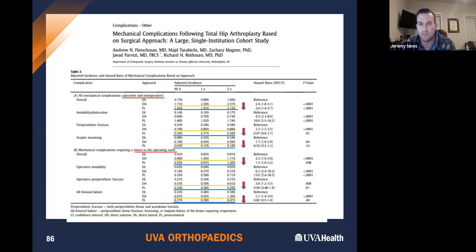And I apologize that this looks a little bit blurry, but you can see the arrows pointing down are all the decreased incidences versus the posterior lateral approach, DA being higher in terms of all mechanical complications, periprosthetic fracture, aseptic loosening, and then that required return to the operating room in terms of overall periprosthetic fracture and femoral failure all being higher with the direct anterior approach. But to be fair, instability and dislocation was higher in the posterior lateral approach.